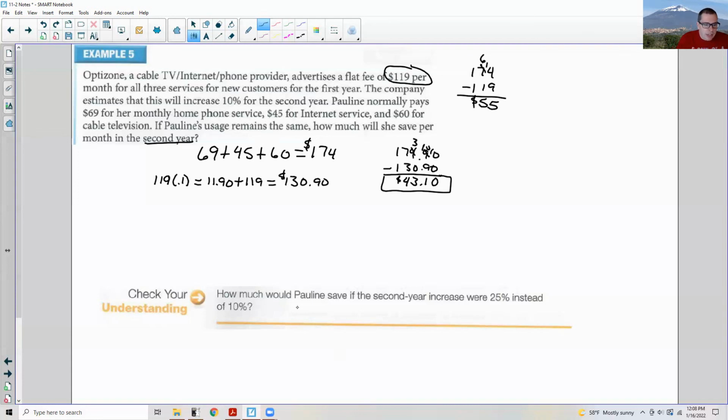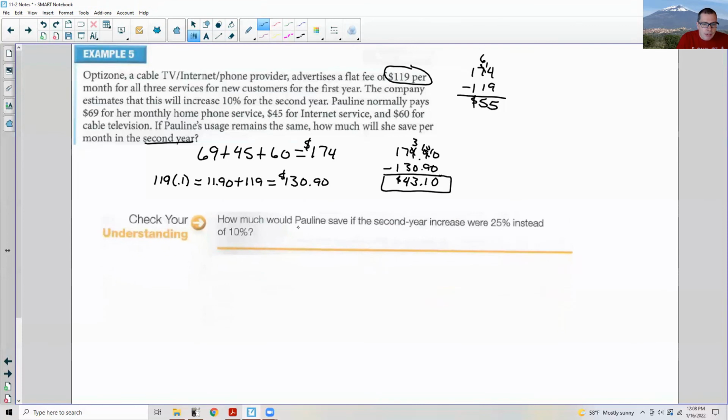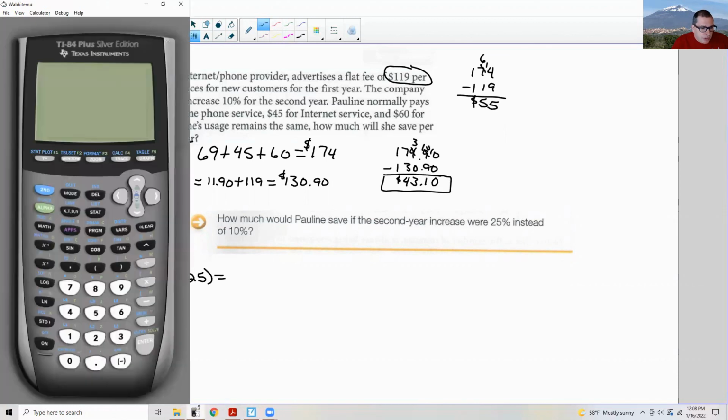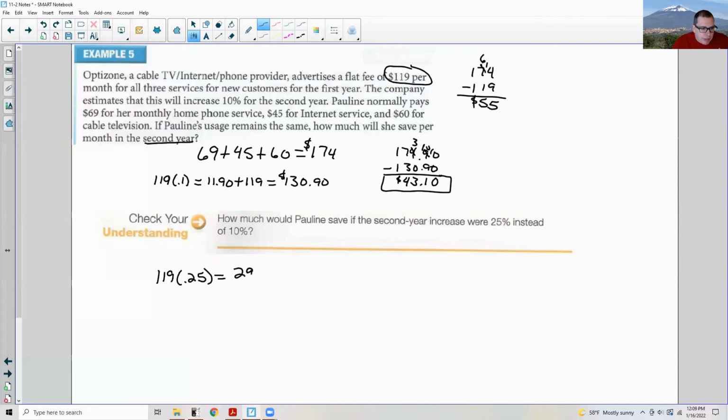Now check your understanding. How much would Pauline save if the second year increase were 25% instead of 10%? So now all we're going to take is that 119, and we're going to multiply it by 0.25. Okay, and that is going to equal, let's just do it quickly. It's divided by 4 as well. 119 divided by 4, that's a quarter, right? 25%. It's going to go up $29.75 instead.